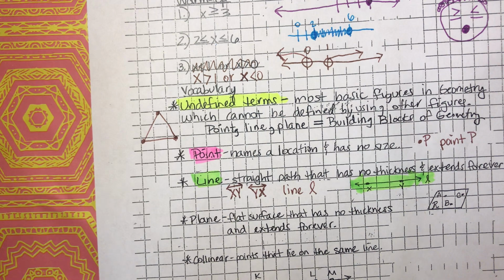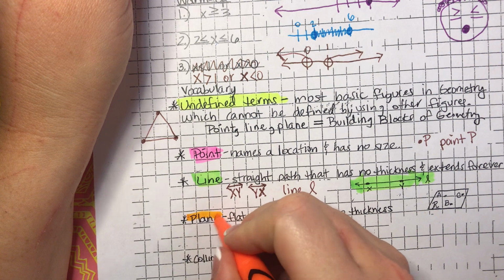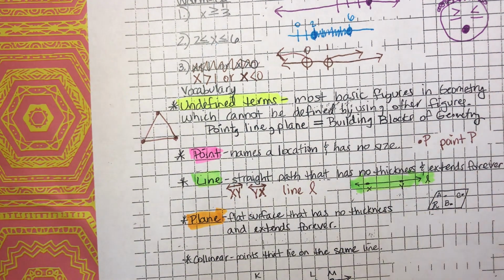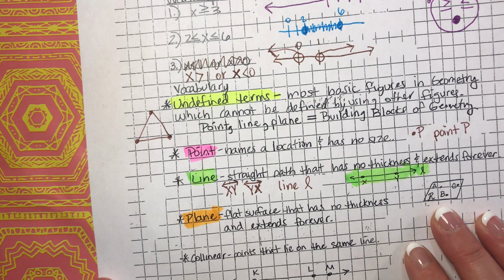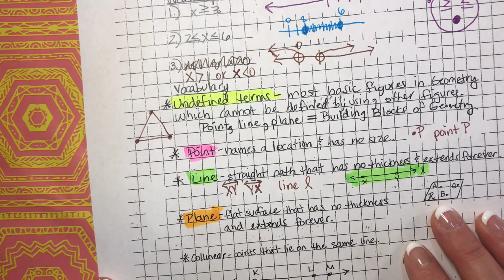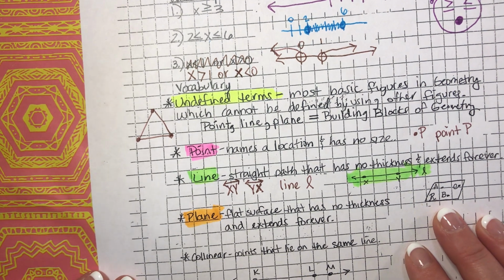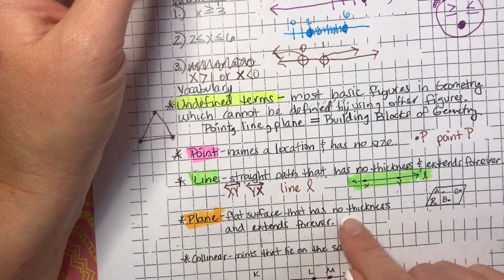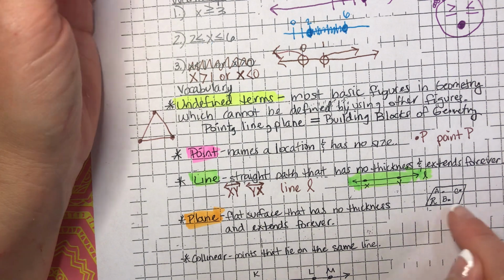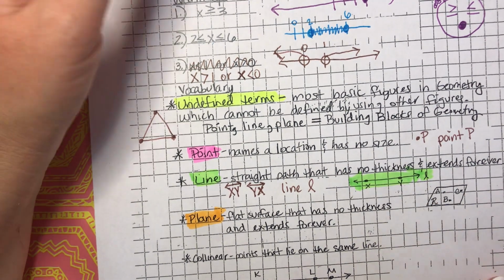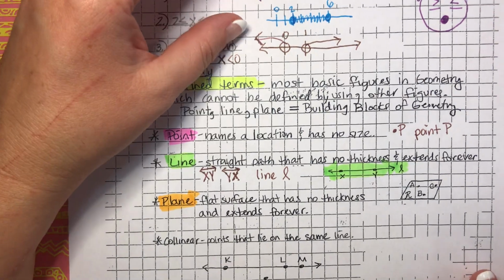Okay, cool. Now let's talk about the third building block of geometry, which is a plane. A plane is just like a flat surface, okay? So this table is a plane. The ceiling is a plane. The floor is a plane. Any flat surface like a computer screen, that's a plane. So a plane is a flat surface that has no thickness and extends forever. All right, so here we have a little image of a plane. So let's go ahead and figure out how to write the symbols and how to describe this plane.